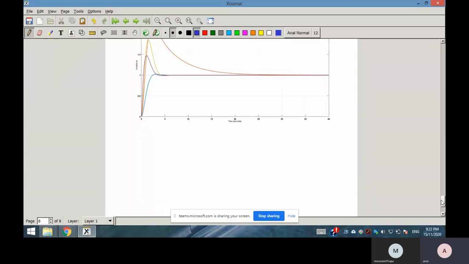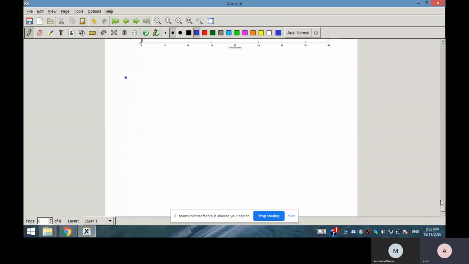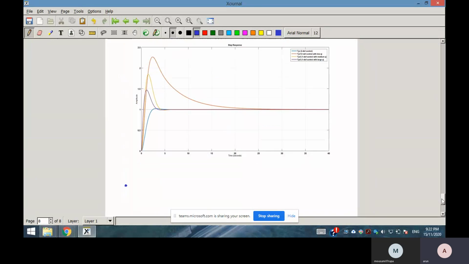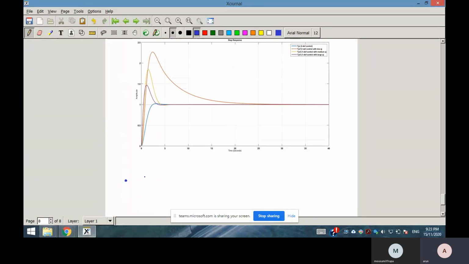So what is my observation here? Observation is, the 2DF response is independent of the choice of QS, Q hat S.